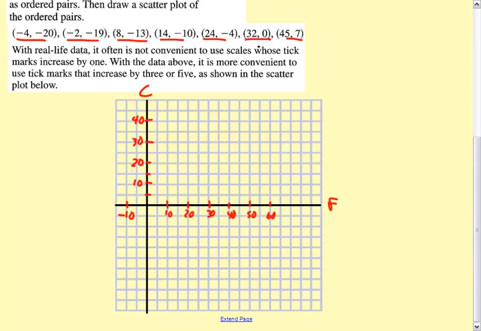-10, -20, oh, wrote that wrong. -30, -40. Okay, who wants to help me plot the first one? Emma, thank you for volunteering. The first one is -4, -20. I'm starting at the origin here.